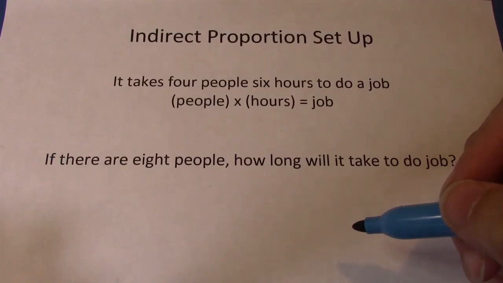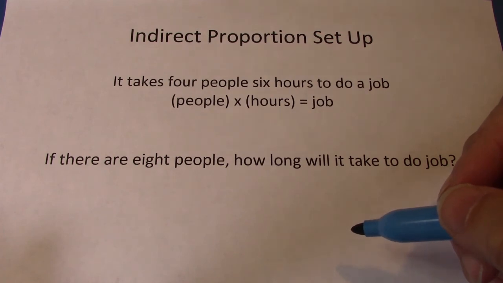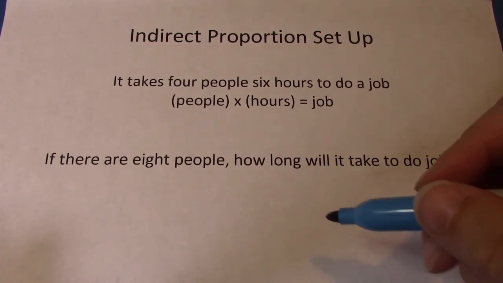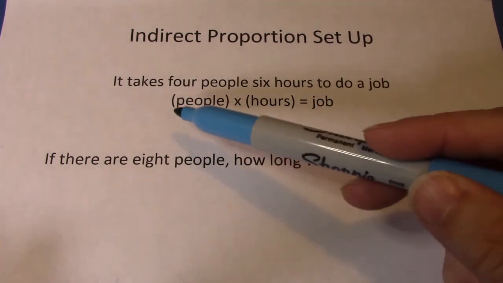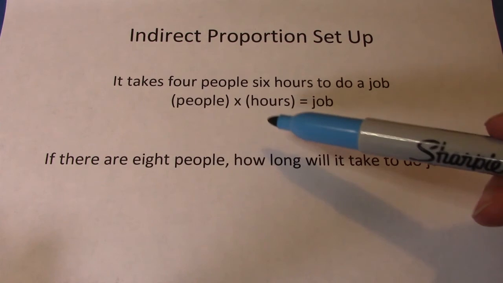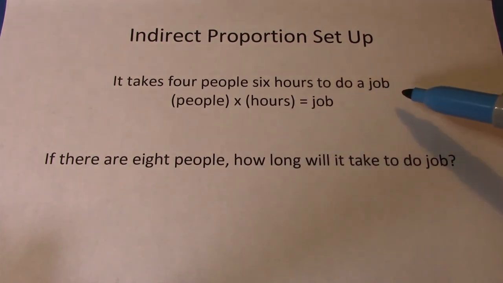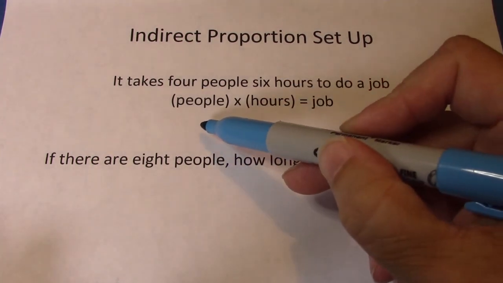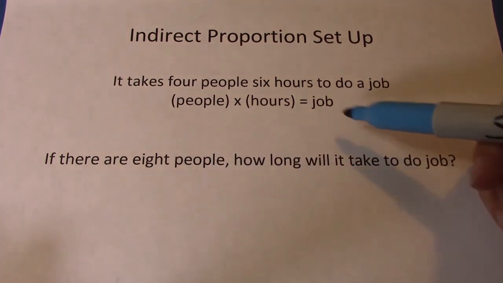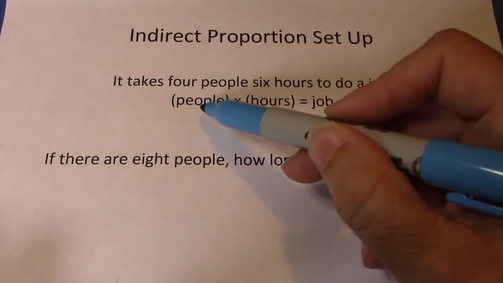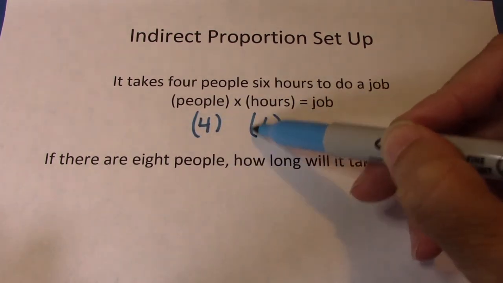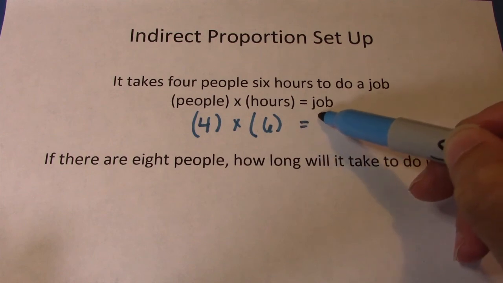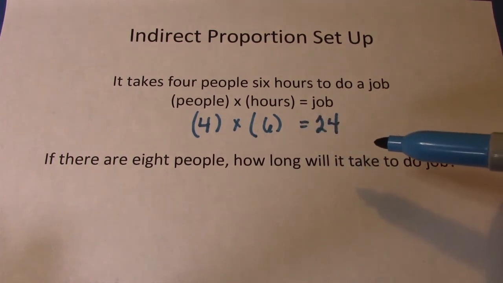Now let's talk about an indirect proportion setup. Remember that in an indirect proportion, as one thing increases, the other decreases. So here's our example of how many people it takes to do a job. And this information says that 4 people need 6 hours each to do a job. So the constant is the job, and it's people times hours. So we have 4 people times 6 hours, and that equals 24 hours total to do the job.